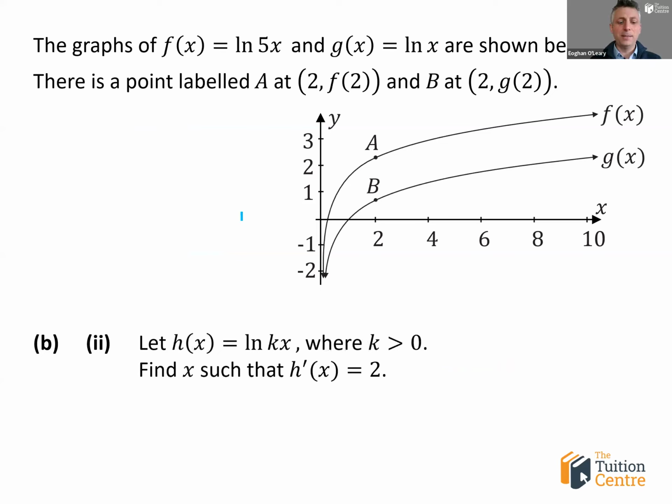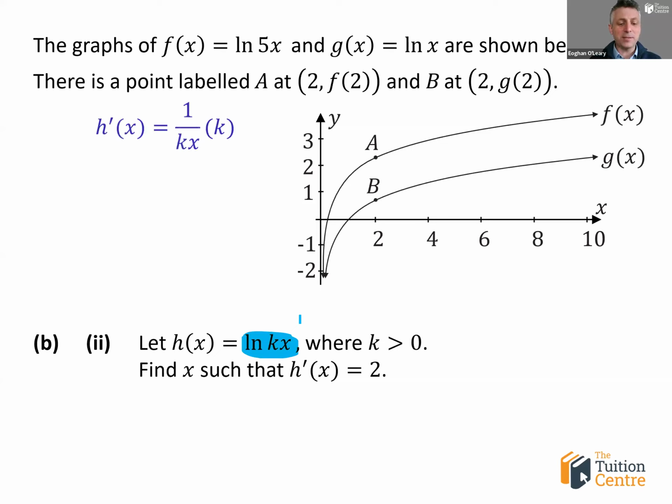The second part of B says h of x, which is another function, is ln of kx, where k is greater than 0. Find x such that h dash x is equal to 2. Again, I bet you a lot of people didn't get this right, or left it blank even.